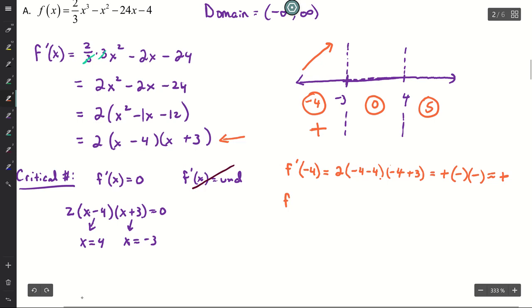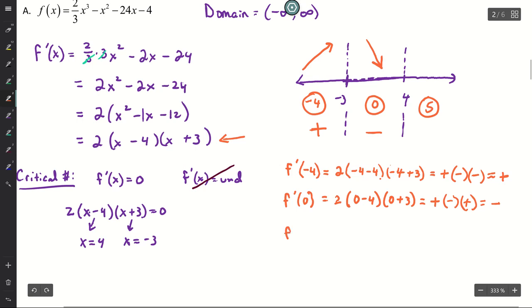Now go and do f prime at 0. So 2, and then here 0 minus 4, and then 0 plus 3. 2 is definitely positive. When I do 0 minus 4, that's going to end up being negative. When I do 0 plus 3, that's positive. So essentially here I'm multiplying two positives and a negative, so that would end up with a negative. So derivative is negative. That's saying I'm going downhill.